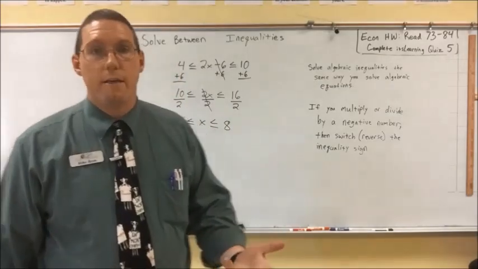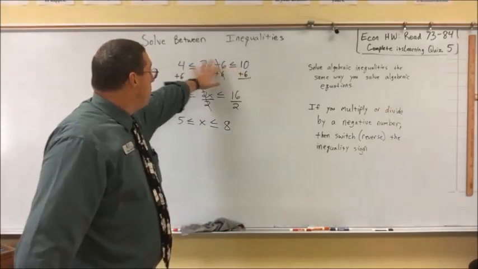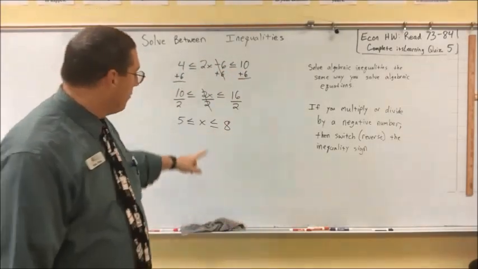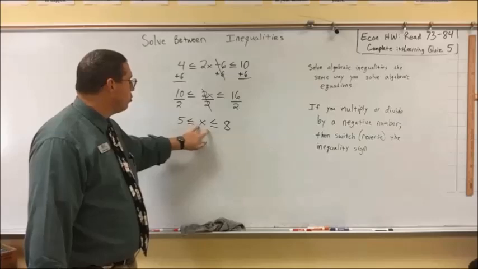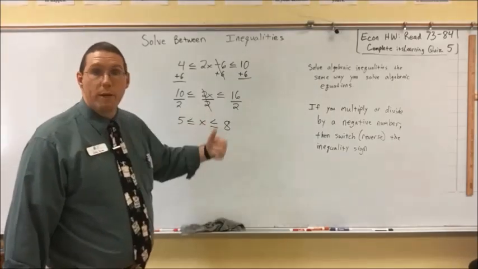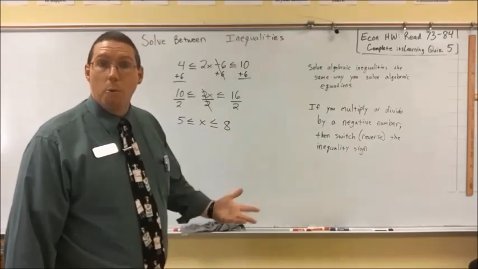The solution is that in order for this between inequality to be true, x would have to take on some value between 5 and 8, inclusive, meaning it has the or equal to, so we can include 5 and 8. How would we graph this?